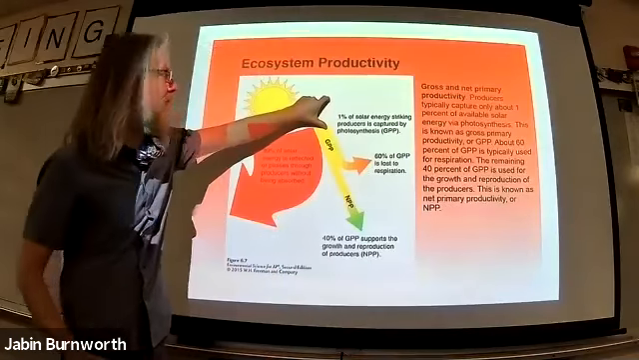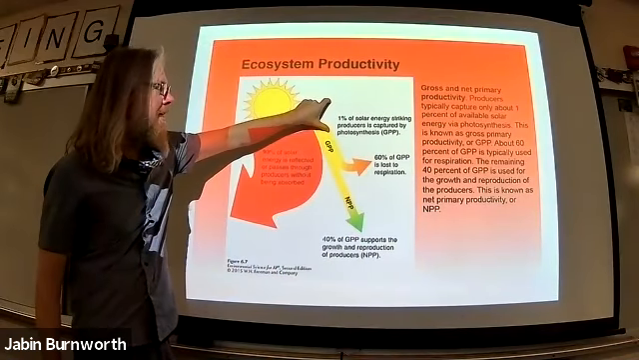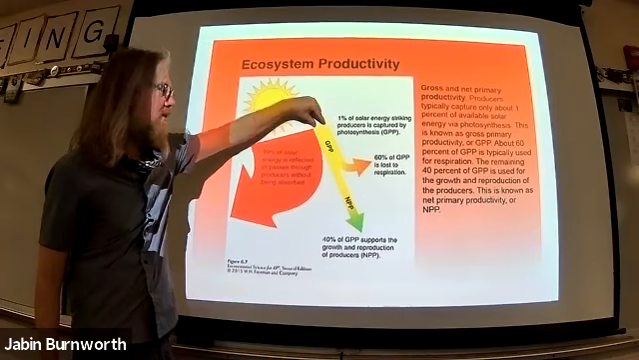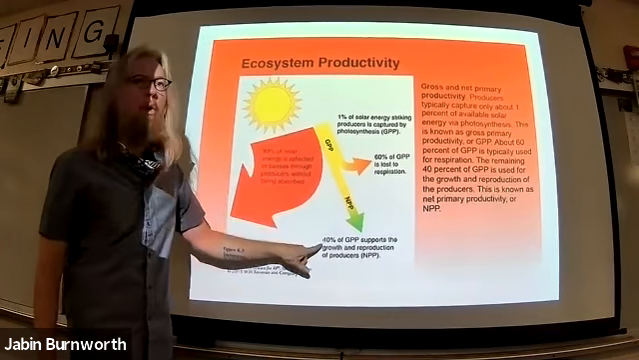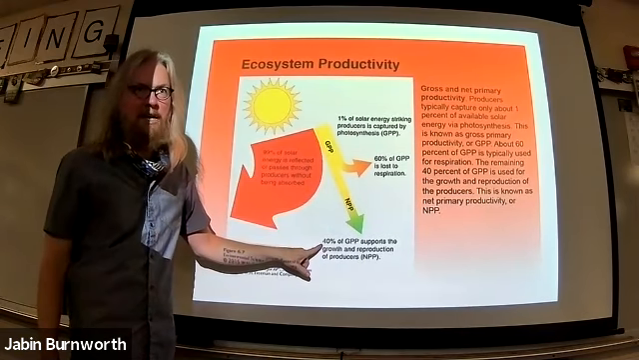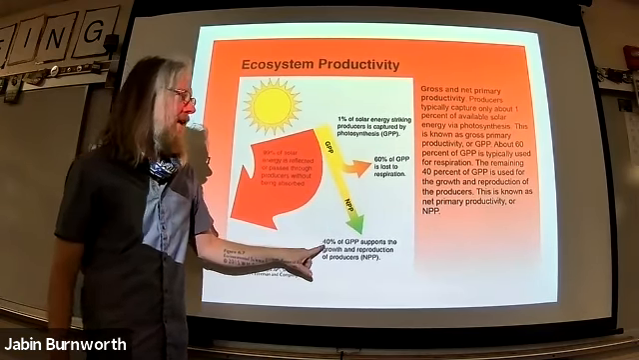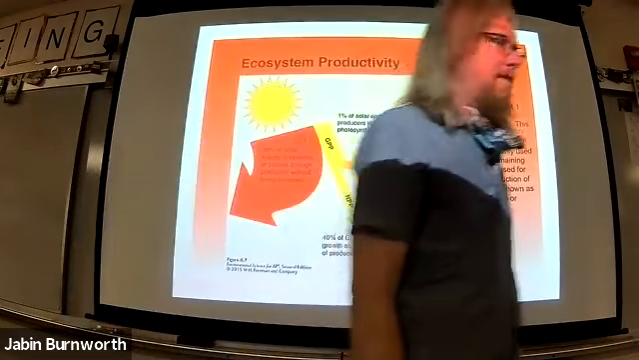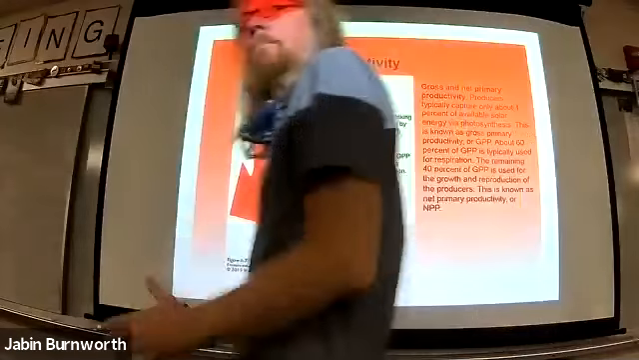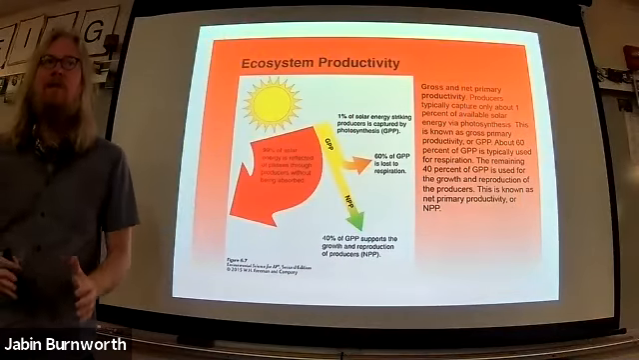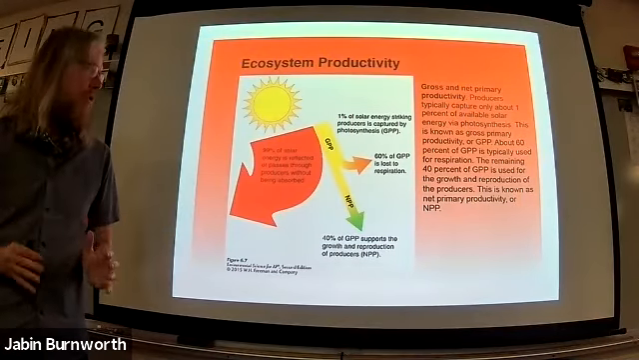1% of that solar energy is captured by photosynthesis. So what about that? This is crazy. Only 40% of the 1% is used for photosynthesis. The rest of it is lost. 40%, that blows my mind. 40% of the 1% is, sorry, is used for growth.